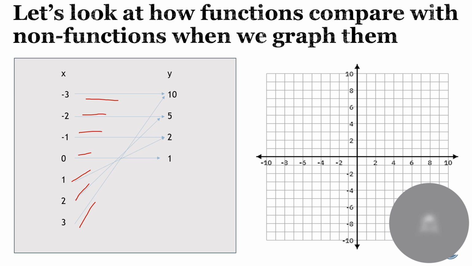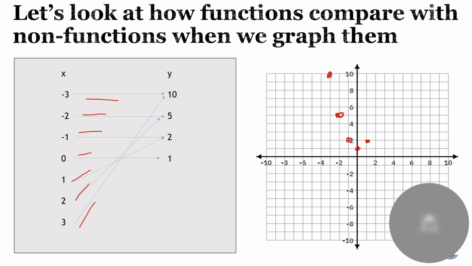So let's go ahead and plot these. -3 maps with a 10. So I would go -3 on the x-axis and then up to 10. So there's 1. -2 is mapping to a 5. -1 is mapping to a 2. 0 maps to a 1. 1 also maps to 2.